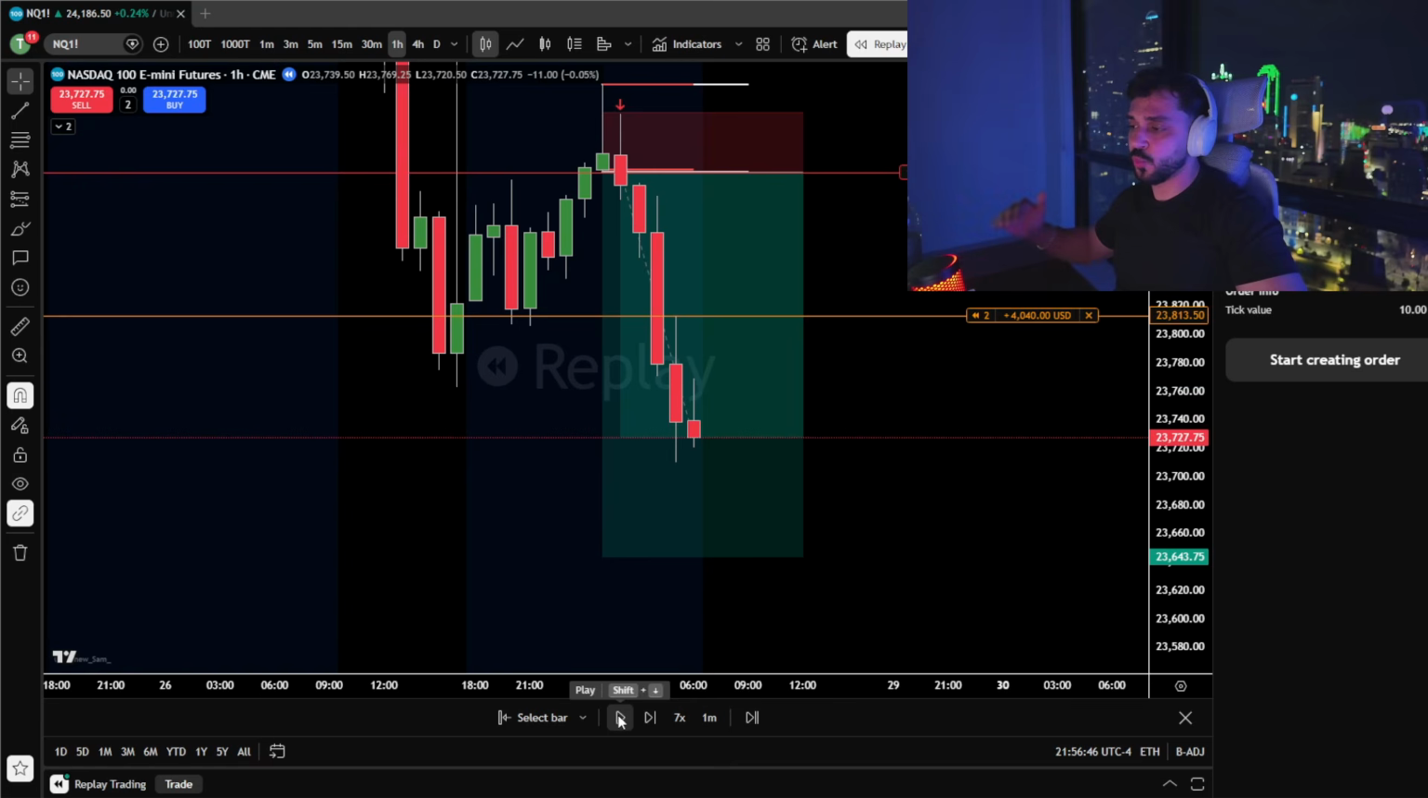Our goal here is to wait for a 2 up. If a candle breaks a 2 up, then that tells us that, hey, buyers are now stepping back up. We need to exit this position and reroute into a new position.